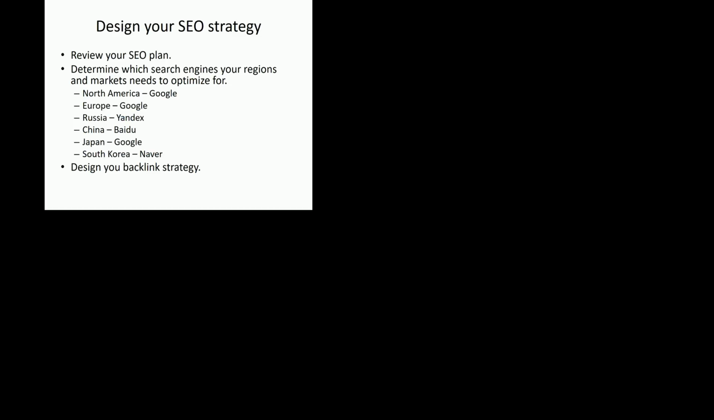You would then design your SEO strategy. SEO is search engine optimization. You would review your SEO plan. You would determine which search engines your regions and markets need to optimize for. And it's different. In North America, the primary search engine is Google, as it is in Europe and Japan. In Russia, it's Yandex. In China, it's Baidu. And in South Korea, it's Naver. Each of them has a slightly different or quite different set of steps that you would go through for optimization. And then you would need to design your backlink strategy. We'll go into more detail when we go into our SEO module, but these are, from a high level, the things that you need to do in the planning stage.